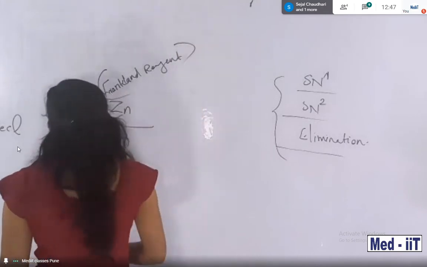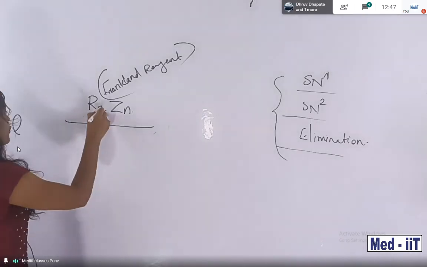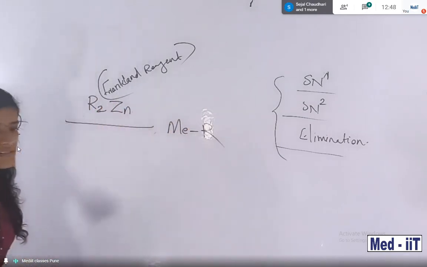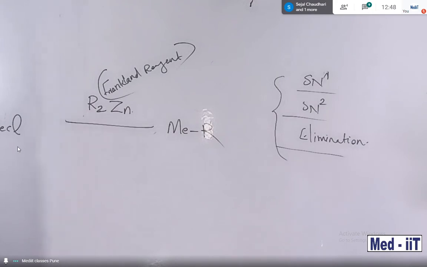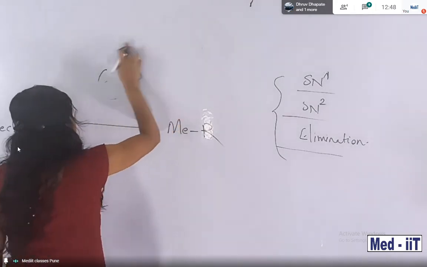Frankland reagent. Okay, predict. Very easy. MECl2. What about the Frankland reagent product? Tell me. Here two alkyl groups are there, so we will use only one. So MEr, same repetition, right? So that is the Frankland reagent.